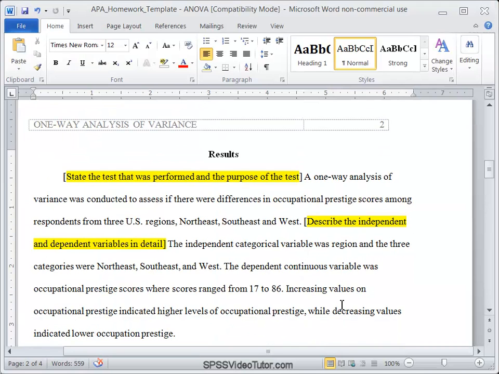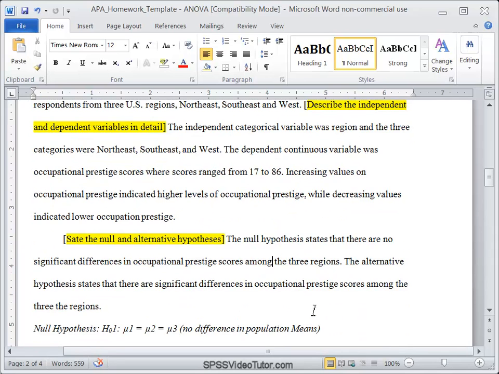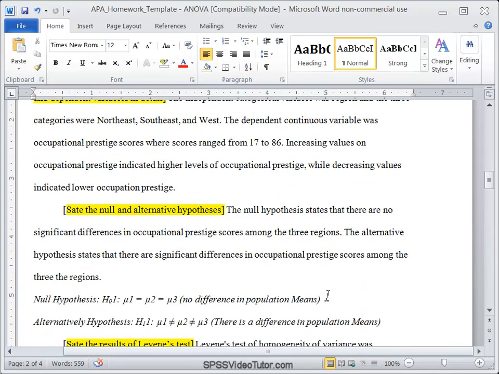Alright, then we indicate what high scores and low scores mean if it isn't obvious, or if the test isn't popular or well known. Increasing values on occupational prestige indicated higher levels of occupational prestige, while decreasing values indicated lower occupational prestige. Alright, so then in the next paragraph we state the null and alternative hypotheses.